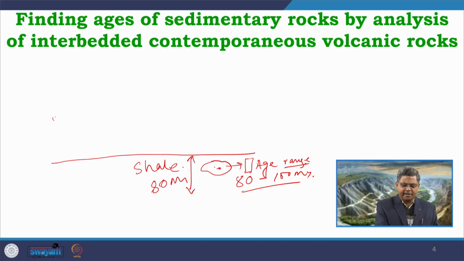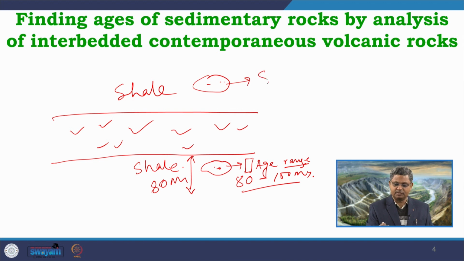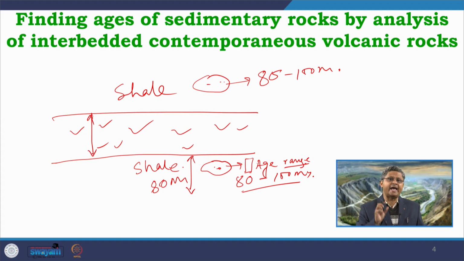Now, on this shale layer there is an ash bed, and above that ash bed again we have the same shale layer coming up having the same kind of fossil, showing the same time range 80 to 100 million years. So, now we can use this particular ash bed for determination of the actual age, so that there should not be any kind of confusion.